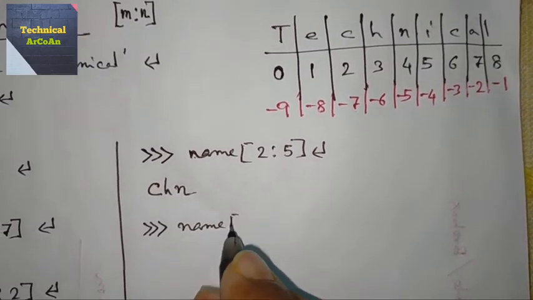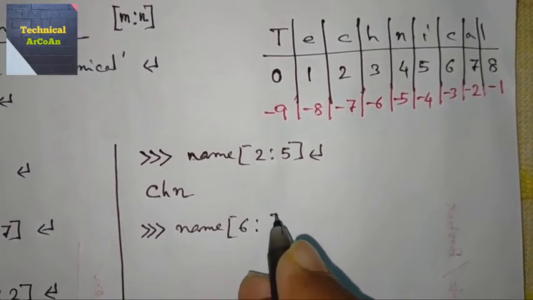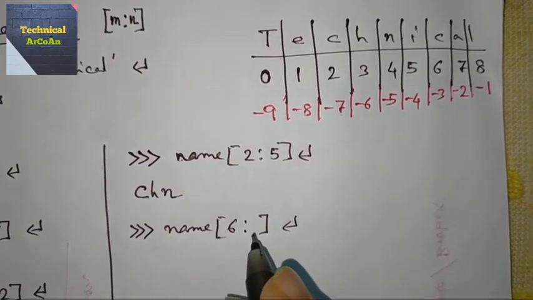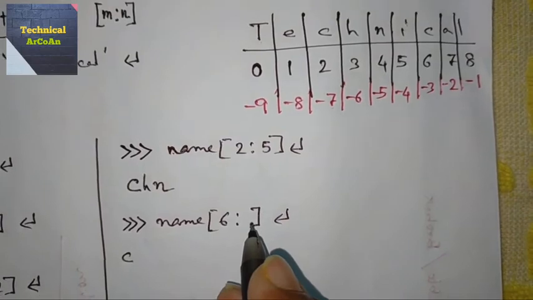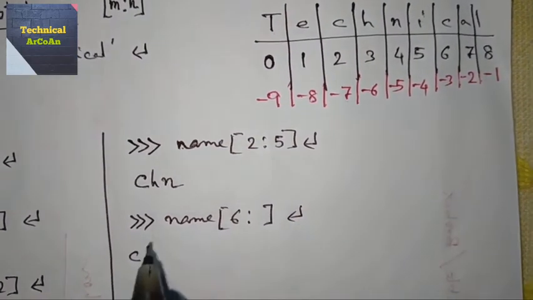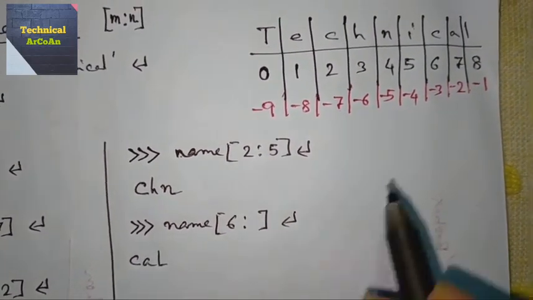Again we take another example. Suppose we write 6 colon and we don't put anything. So what will be the output? The 6 position will be C. So what happens if we don't put anything? It will go up to the last. So CAL will be your output.